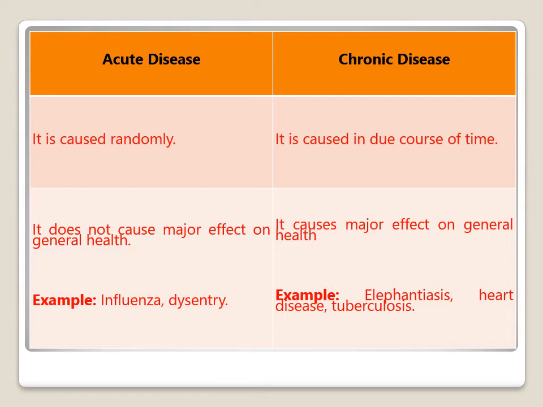Acute disease does not cause major effect, but chronic disease causes major effect on the general health. Examples of acute diseases: influenza, dysentery. Influenza in a person will remain for 3 to 7 days with these viral diseases, whereas chronic disease is particularly the lifelong disease or decade-long disease and takes a very long time to end.